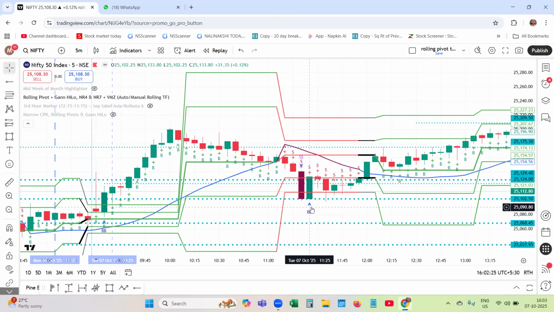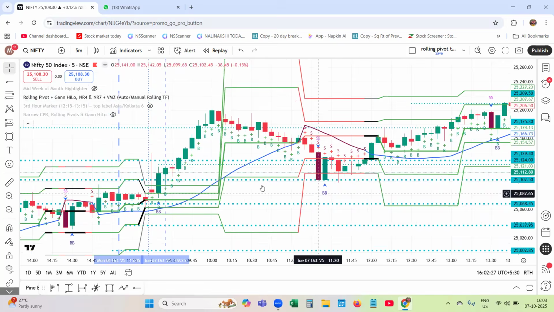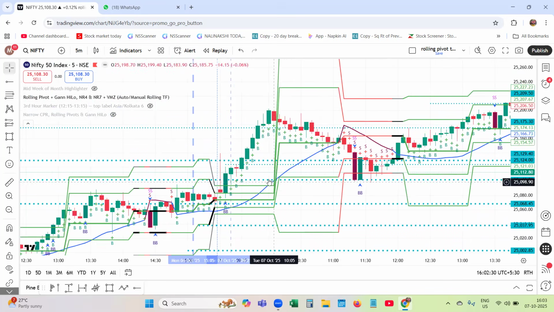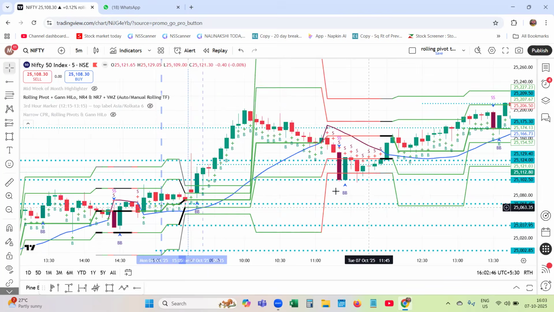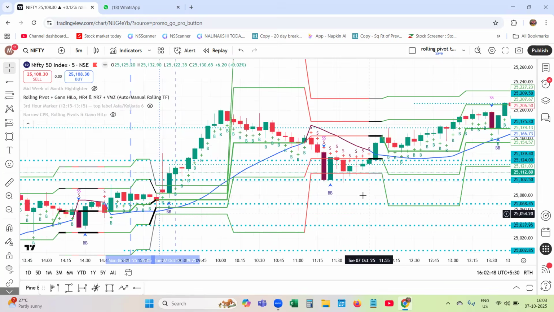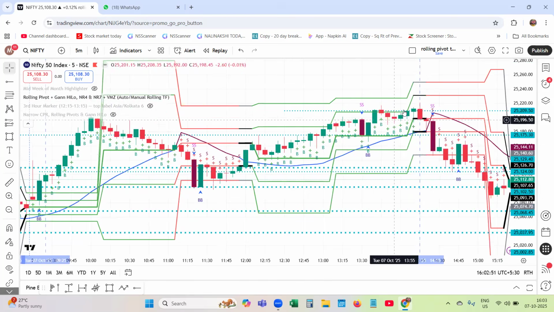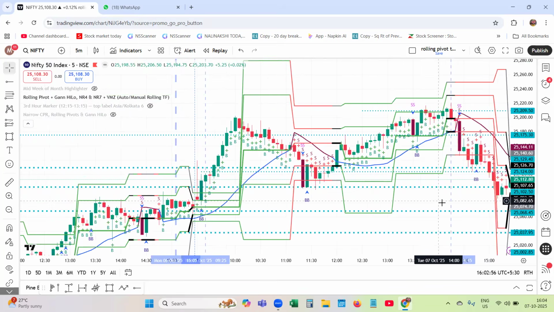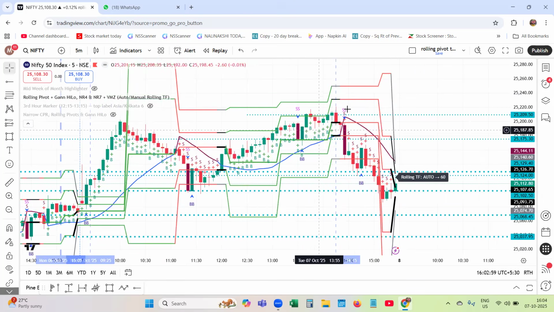Later, it started correcting by around 11:25. It came back to this level. See, this is the pivot, the first hour pivot. You can mark over here. These are the levels you can watch. If you shift this line to this line after the formation, it was an opportunity for you to enter again in the market, and it traded up to 25,211.